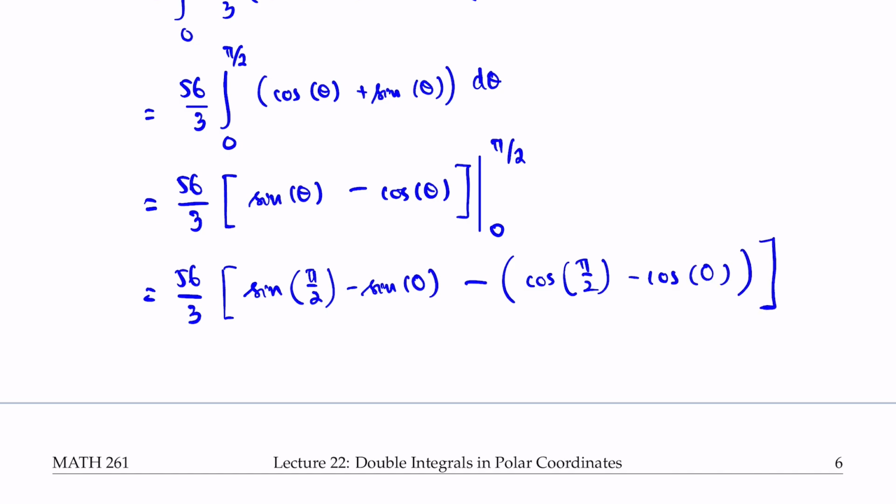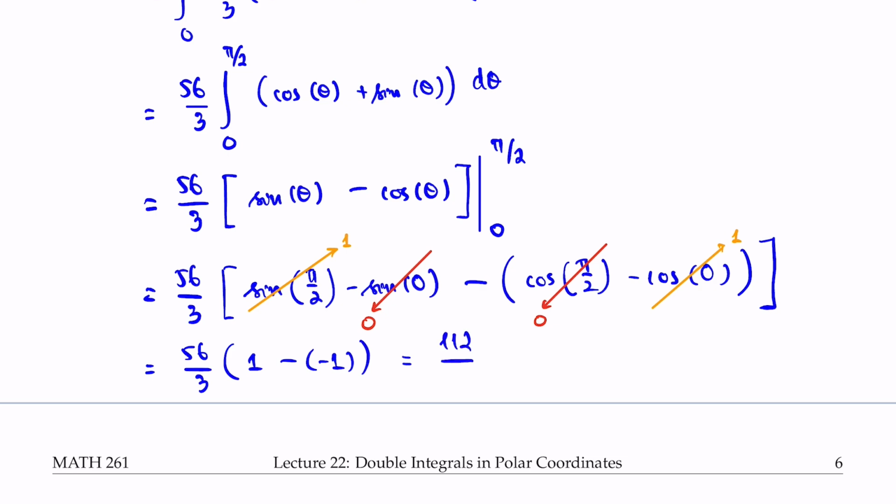Sine of pi over 2 is equal to 1. Sine of 0 is equal to 0. Cosine of pi over 2 is equal to 0. And cosine of 0 is equal to 1. So we get the evaluation of 56 over 3 times (1 minus negative 1), or 2 for the answer in the parentheses. Multiplied with 56 over 3, we get 112 over 3. And that's it for this evaluation.